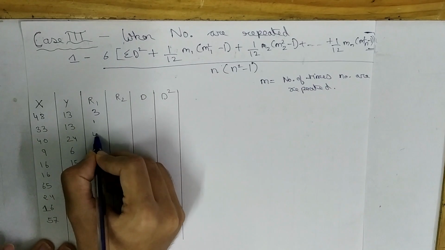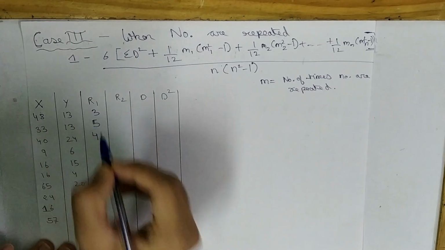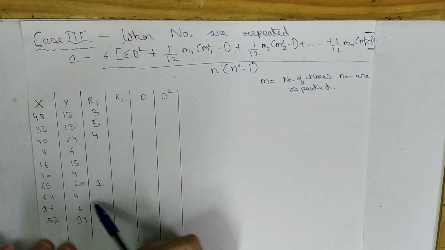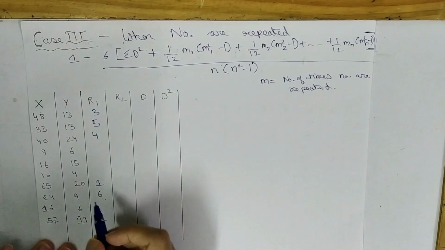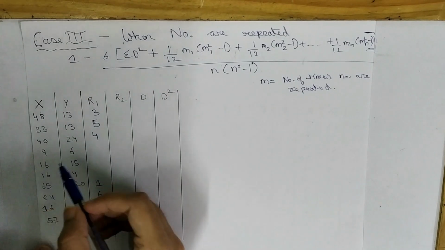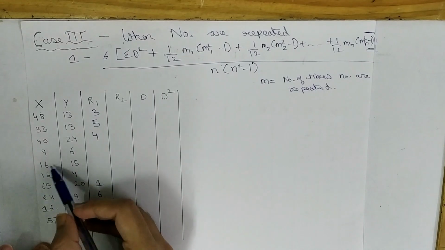40 is the biggest number. And after 40, 33 is the biggest number. Now after 33, 24 is the biggest number. Now after 24, 16 is the biggest number, but there are three 16s. First is here, second is here and third is here.